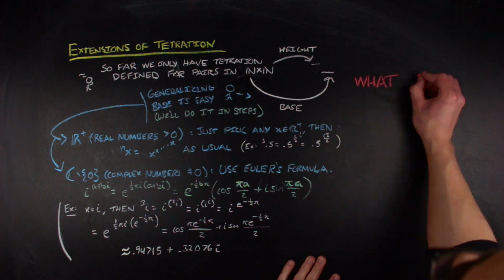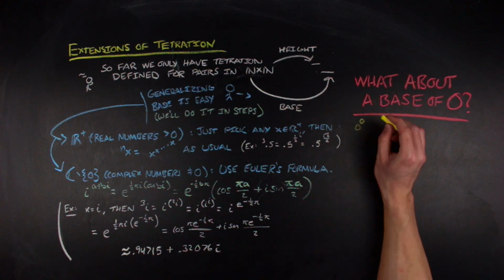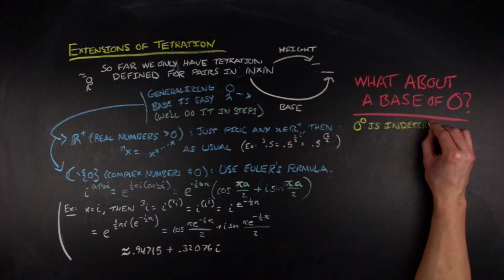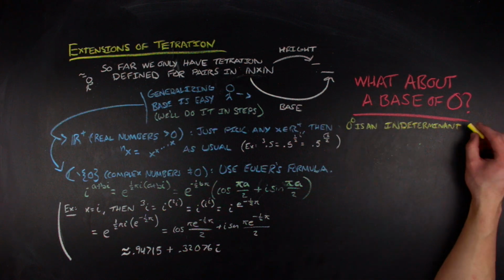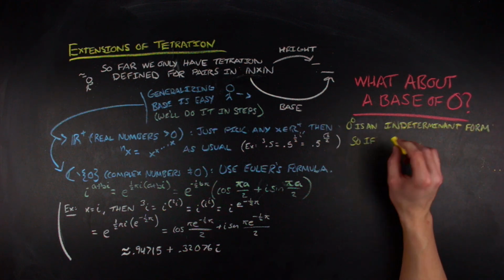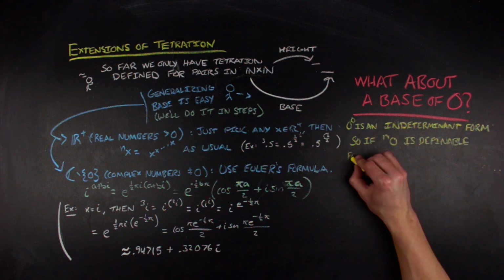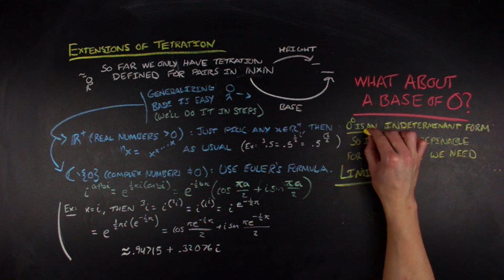All right, so now we should probably address the 0 elephant in the room. If you know your exponentiation pretty well, you know that 0 to the 0th power is an indeterminate form. So at least for the case of tetrations, if we want to define what the tetration of 0 to the height of n is, we're going to have to use limits.